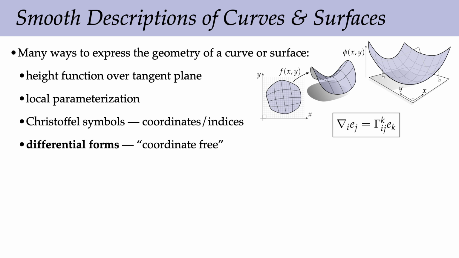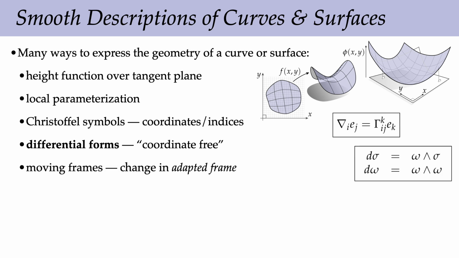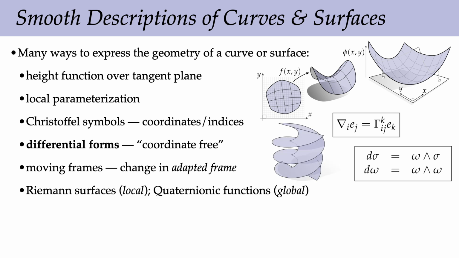We can use differential forms, as we've been doing so far in this class, and that's what we'll continue to do. This is a nice coordinate-free way to work. There's a language of moving frames, which talks about surfaces as change in a frame, or a coordinate frame adapted to the surface, and this is actually not so disconnected from differential forms. And then there are complex descriptions, Riemann surfaces or quaternionic functions, and so forth, and on. This is not a complete list.